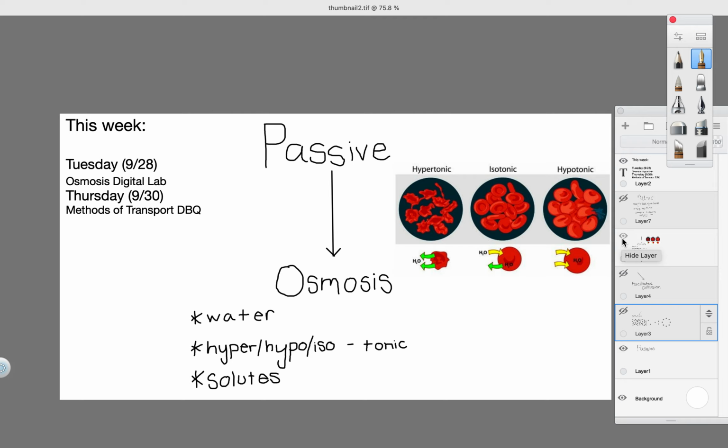Osmosis is going to be the same type of situation. It is along the gradient, which is slightly different, but basically the same here. It will not require any outside ATP energy. However, osmosis always involves water.